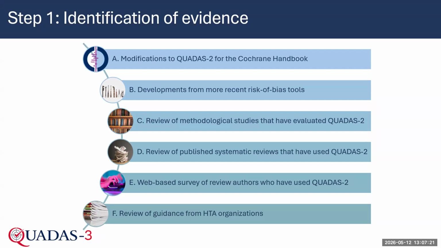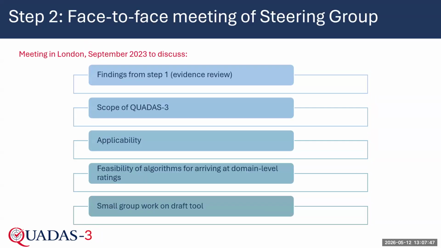We looked at published systematic reviews that have used QUADAS 2 to see how they'd used it and whether they'd made any modifications. We then did a web-based survey of review authors that used QUADAS 2. And lastly, looked at guidance from HTA organisations. And this process started back in about 2020, I think, around the time of the COVID pandemic. So other things obviously popped up there, so we came back to it, I think about 2023. And one of the first steps after we'd collated all this evidence was a meeting in London just before the Cochrane Colloquium.